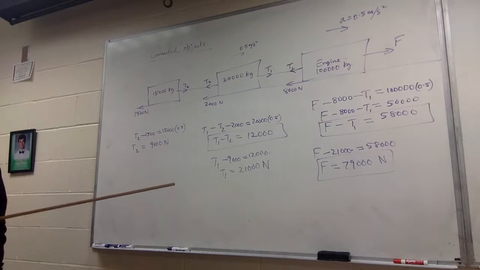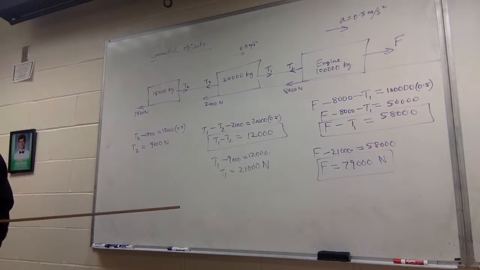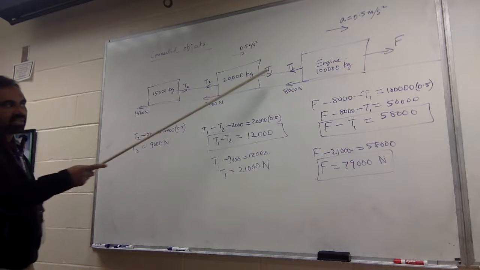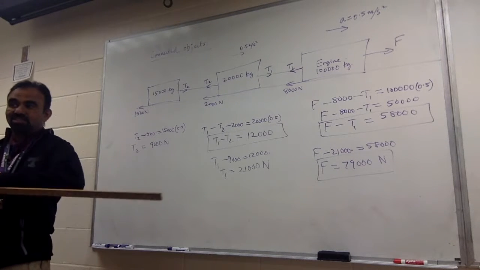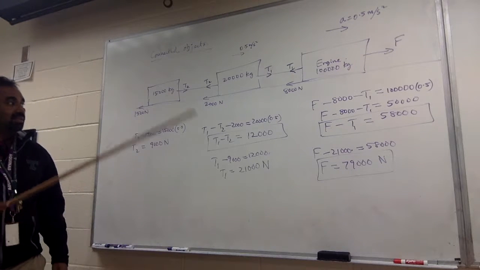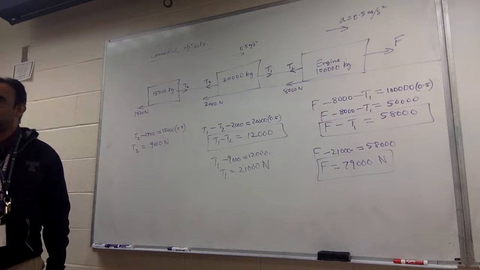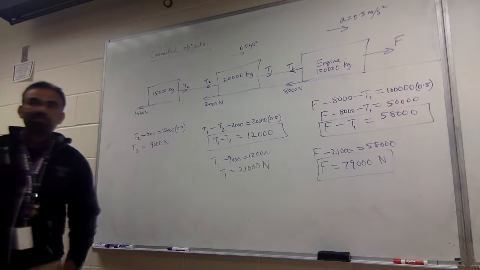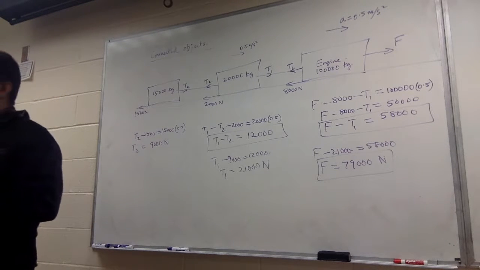Now, where will the tension be greatest? In which link will the tension be greatest? Right next to the engine. That will have the greatest tension because you have so many compartments behind. The last one is supposed to have the least tension in the links. You get my point?